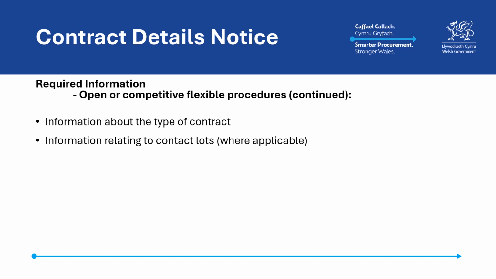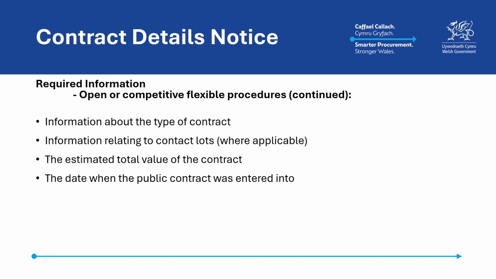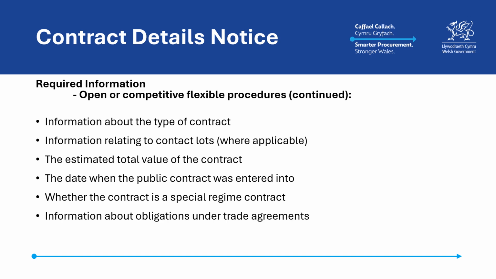Where the contract is being awarded by reference to lots, the title of each lot and the distinct number given to each lot by the contracting authority, and information relating to the kind of goods, services or works which will be supplied. The estimated total value of the contract, the date when the public contract was entered into, whether the public contract is a special regime contract, and if so, whether it is a concessions contract, a light touch contract, or a utilities contract, whether the public contract is a contract for which the United Kingdom has obligations under the GPA, or the Comprehensive and Progressive Agreement for Trans-Pacific Partnership.